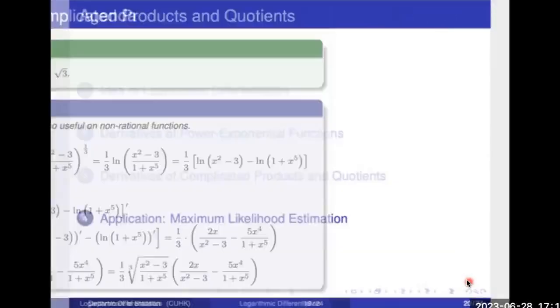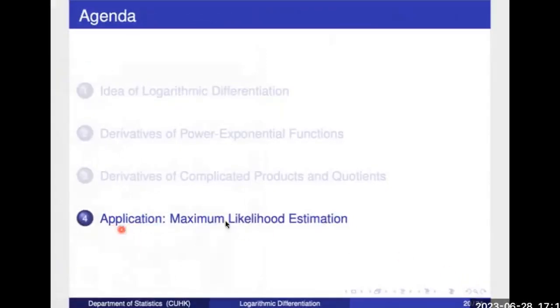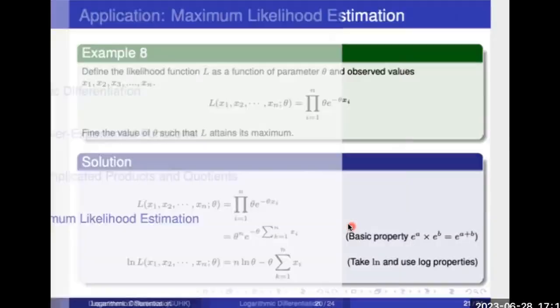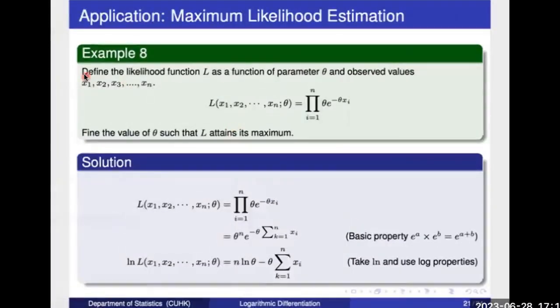We end this presentation with an application of logarithmic differentiation, maximum likelihood estimation. On screen you can see an example where we define the likelihood function L as a function of parameter theta and observed values x1, x2, x3, ..., xn. The goal is to find the value of theta such that L attains its maximum.